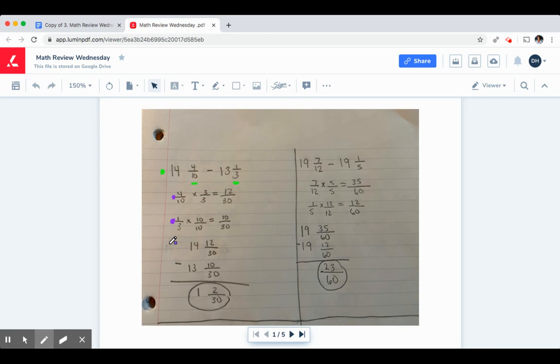And then I set my number sentence back up as an algorithm so that I could do the subtraction. 14 and 12/30 minus 13 and 10/30. First, I work my way through the fraction subtraction. So I do 12/30 minus 10/30 equals 2/30. And then I do the whole numbers, and 14 minus 13 is 1. So my final answer should be 1 and 2/30.